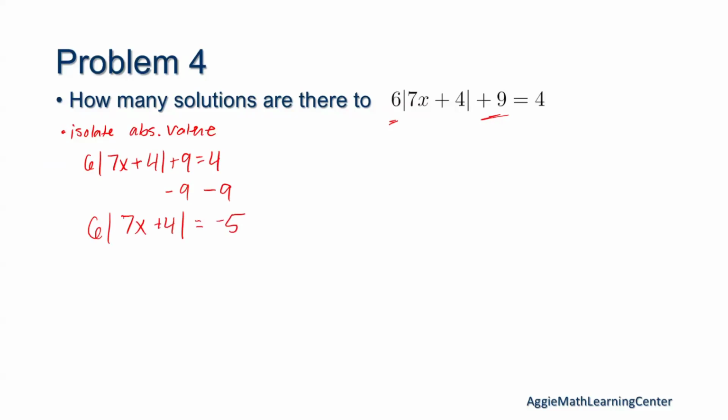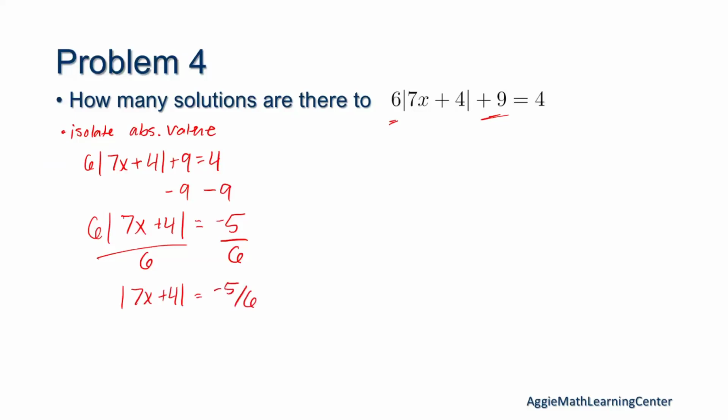To continue to get that absolute value by itself, is there anything still outside of our absolute value? Yeah, the 6. Yep, we'll divide by 6. We could multiply by 1 over 6, that'd work too, but the inverse operation is dividing. So now we have the absolute value of 7x plus 4 equals negative 5/6.